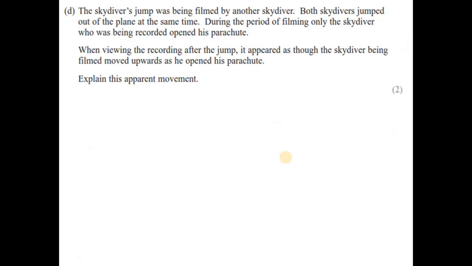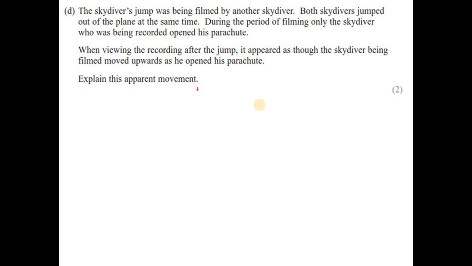Part D. The skydiver's jump was being filmed by another skydiver. Both skydivers jumped out of the plane at the same time. During the period of filming, only the skydiver who was being recorded opened his parachute. When viewing the recording after the jump, it appeared as though the skydiver being filmed moved upward as he opened his parachute. Explain this apparent movement.